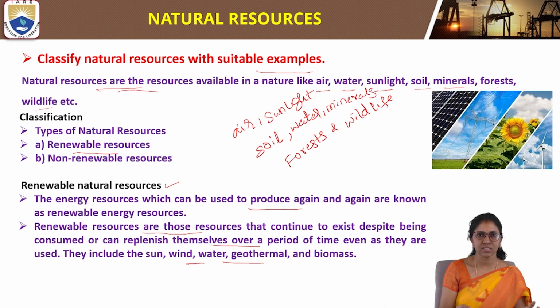So this is called a renewable natural resource. Examples of renewable natural resources are sun, wind power, water, geothermal energy and biomass energy. These are the resources of energy which can be replenished or regenerated themselves over a period of time.